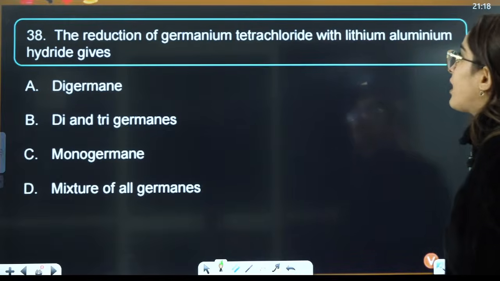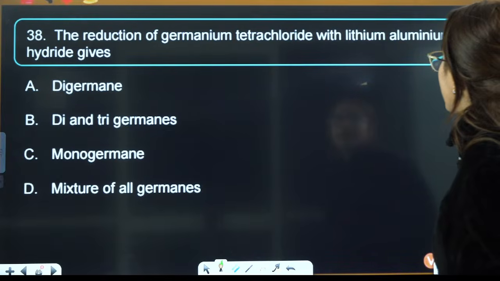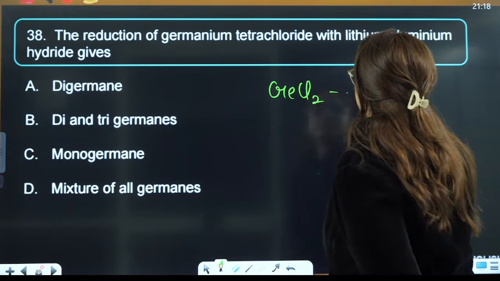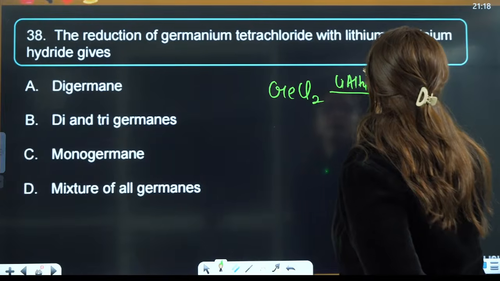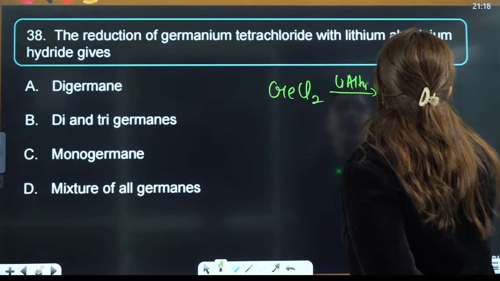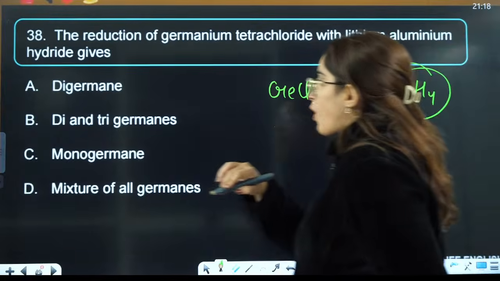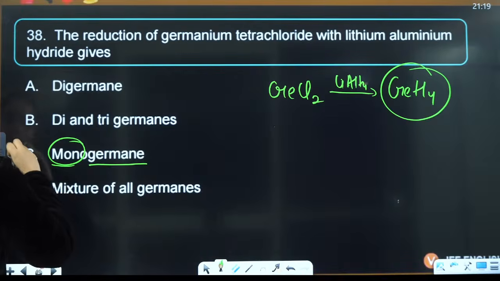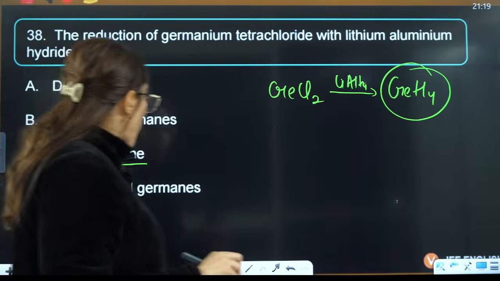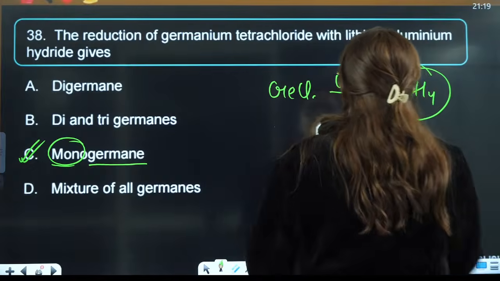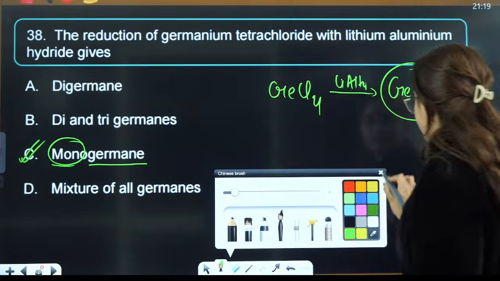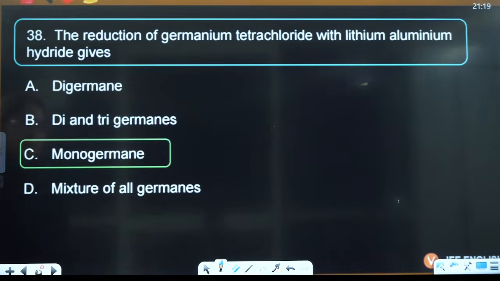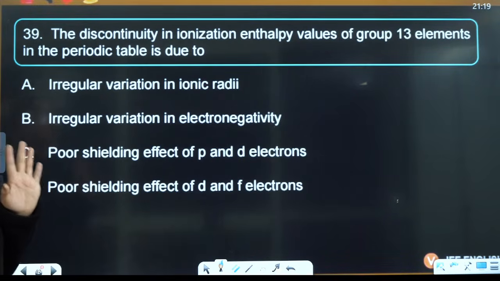Then if you have the reduction of germanium tetrahalide with lithium aluminium hydride, give germanium tetrahalide, this gives GeH4, and you know this, what this is called? This is called germane, and that is monogermane, right? Because this should be GeCl4. Okay, yes, this is called monogermane. Only monogermane is formed here.